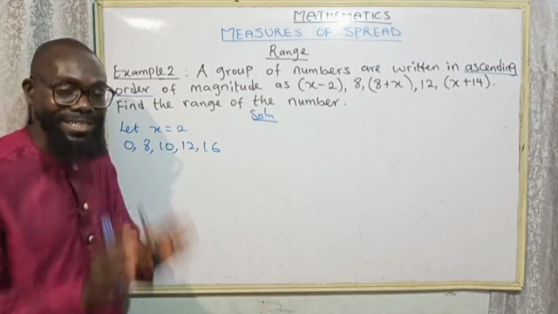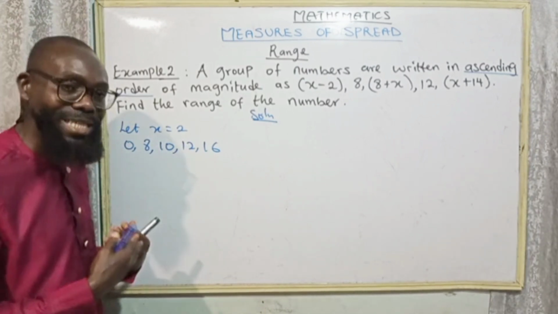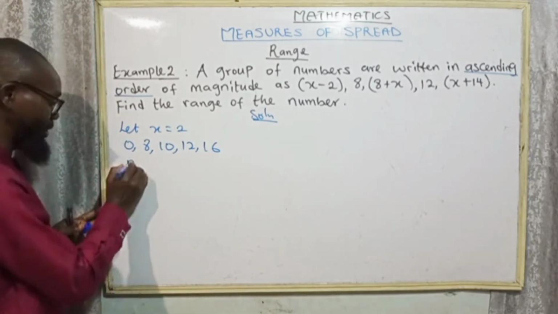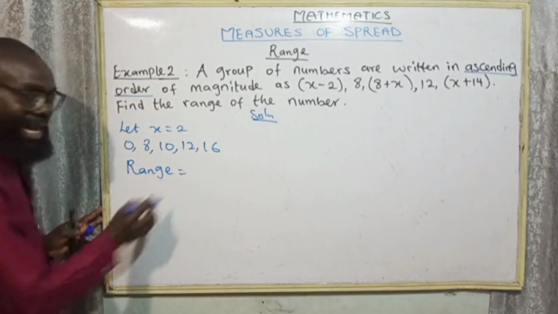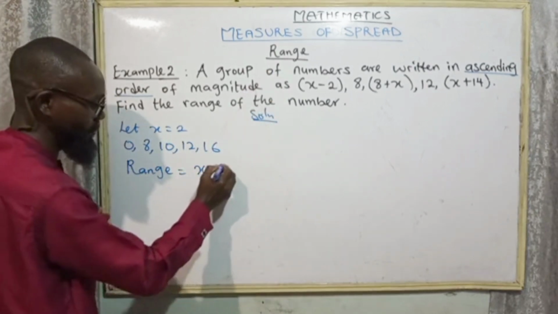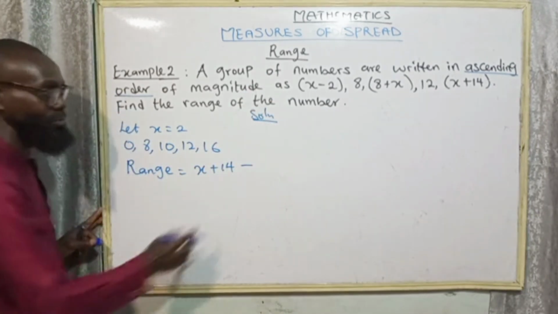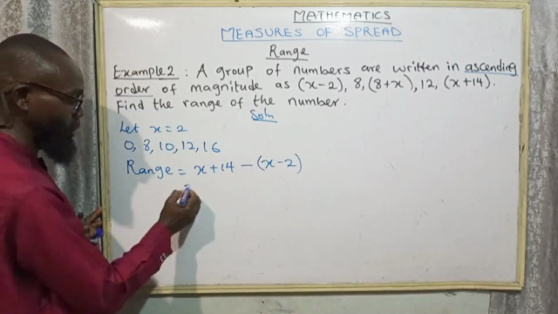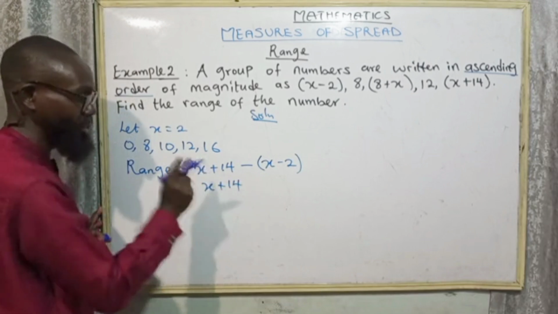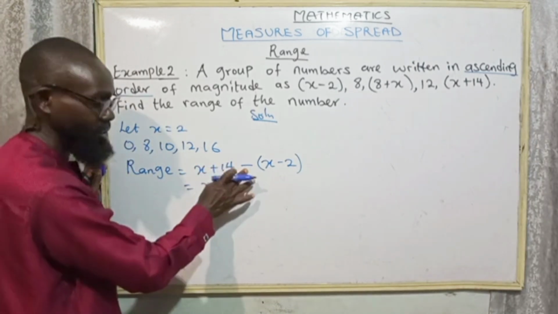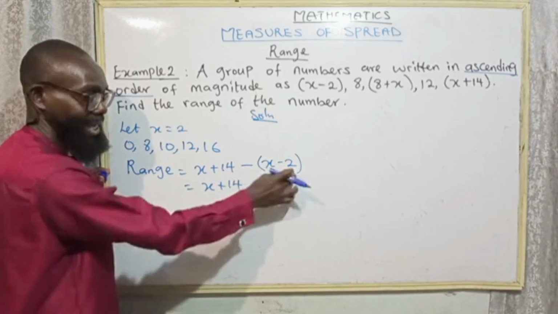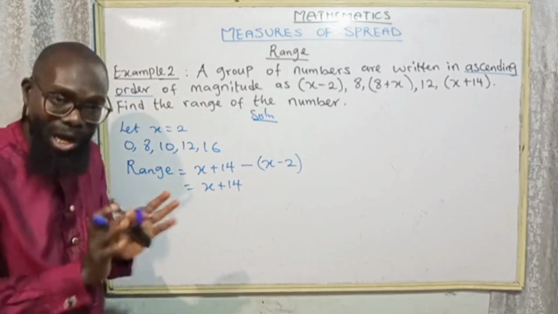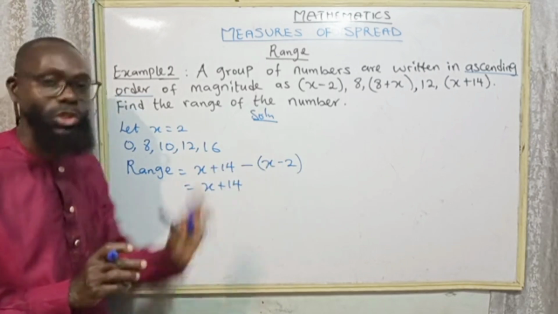But now it is stated that it's ascending order, meaning the smallest is the start and the largest is the end. So our range will be equal to the highest value, which is x plus 14, minus the lowest value, x minus 2. So you have to put it in brackets that way. So x plus 14 minus (x minus 2). Please take note: whenever you have a negative like this, it must be in brackets because the negative will affect both of them. If it is positive, it won't affect anything. But the negative will affect both of them.